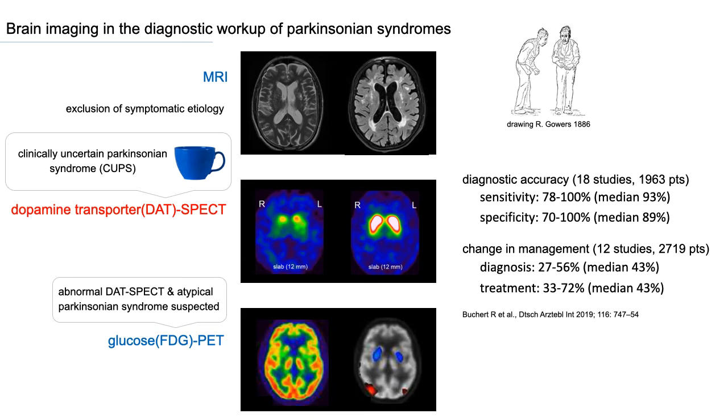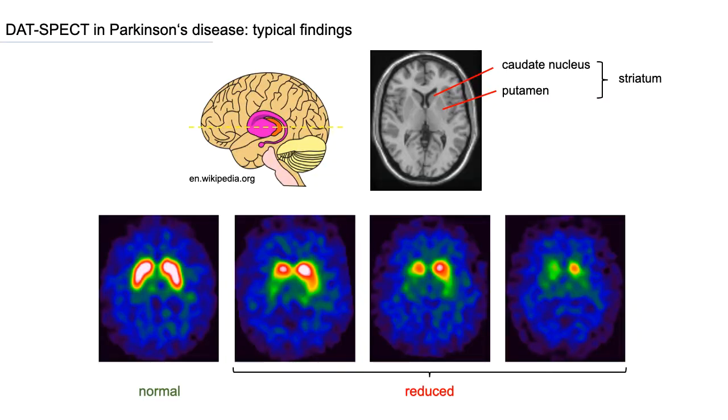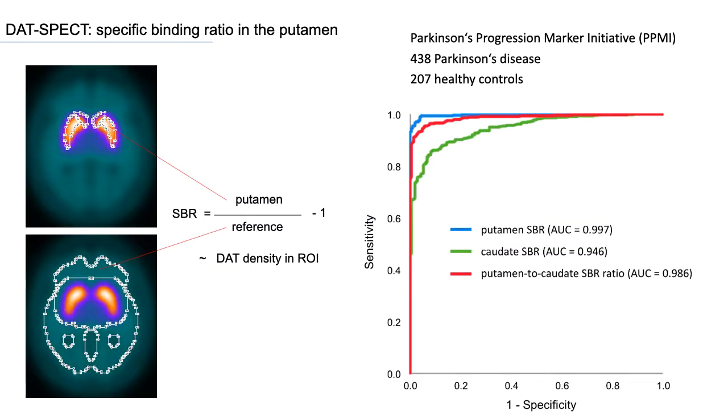DAT SPECT is widely used in the diagnostic workup of patients with clinically uncertain Parkinsonian syndrome. It provides high diagnostic accuracy of about 90%, and it results in change in management in about 40% of the patients. Visual interpretation of DAT SPECT is primarily based on tracer uptake in the striatum, and semi-quantitative analysis to support visual interpretation usually also focuses on the SPECT signal in the striatum and striatal substructures such as the putamen.